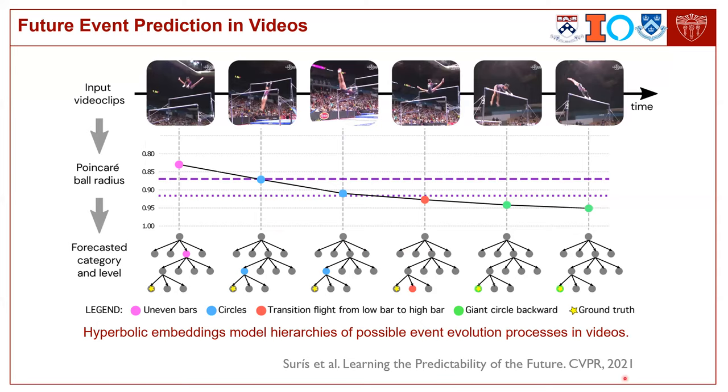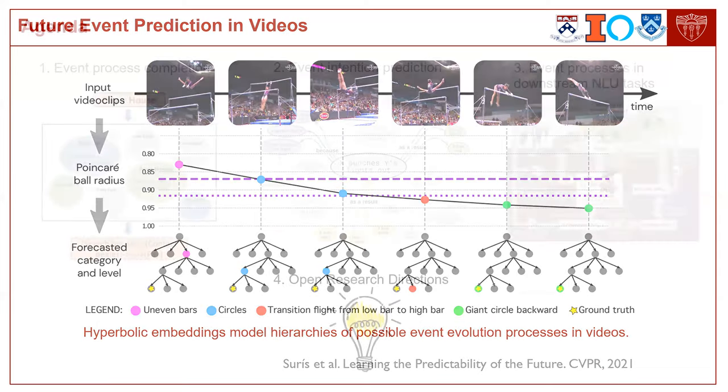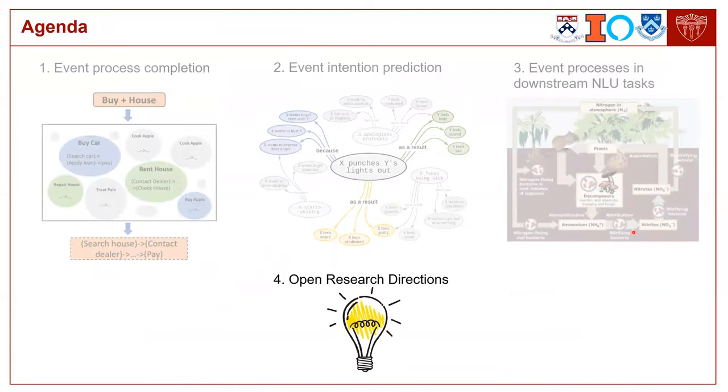And this is actually a very new work, which has just been announced on arXiv 2 months ago, but I know this work has just been accepted to CVPR. Yeah. Okay, so these are some examples of applications which can be built upon understanding event processes. So any questions before I move on to open research directions?